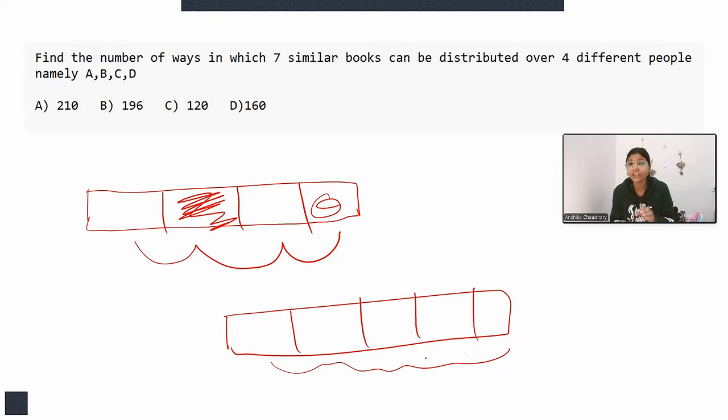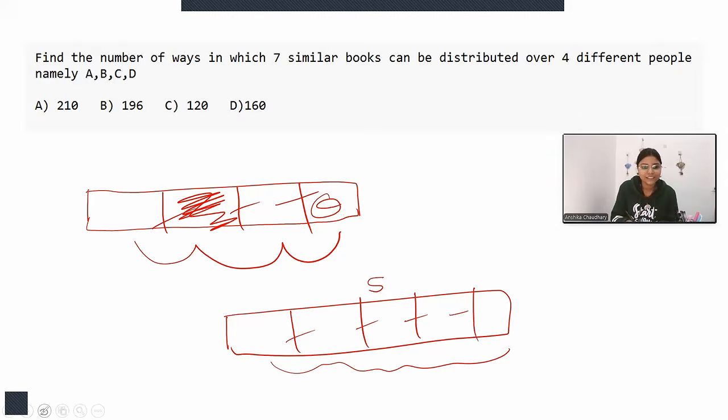I think you are guessing my point. Now, how many people do I have here? Five. And how many cuts have I done? One, two, three, four. Here, how many people do I have? Four. And how many cuts did I do? One, two, three. Right? That means we only need to make one less cut than the number of people.